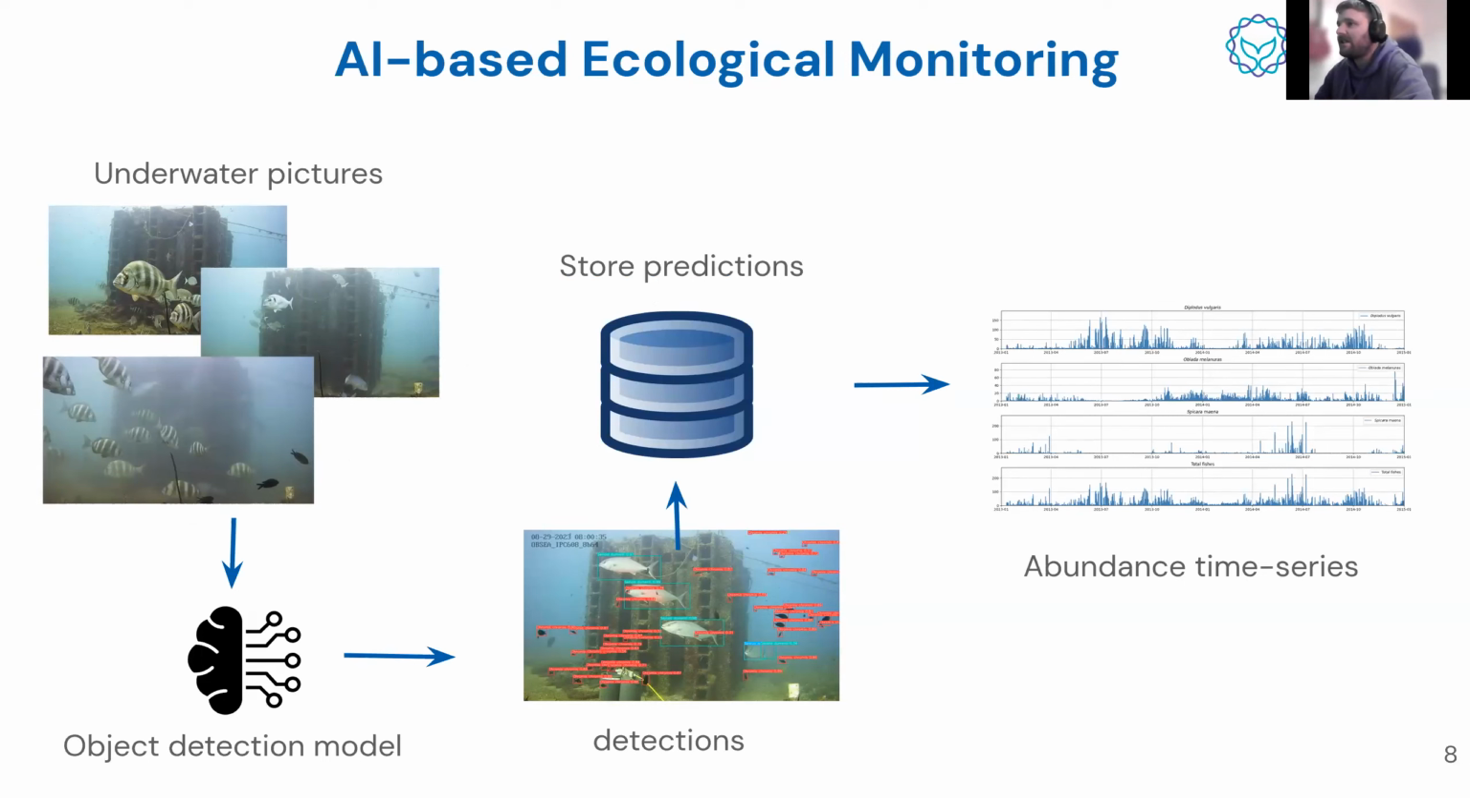So now we are moving towards an artificial intelligence-based ecological monitoring. So we have the same pictures, but instead of counting fish one by one, what we do is we train an object detection model, and then we just throw all these pictures to this model, and the model returns the predictions. And then with these predictions, instead of using an Excel spreadsheet, we store them in a proper database, and then we can extract all this abundant information from the database.